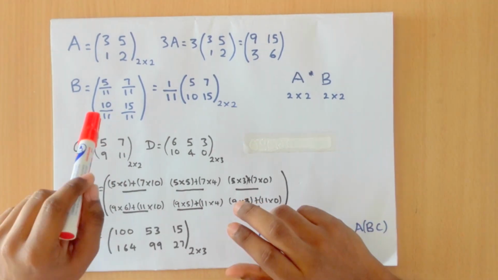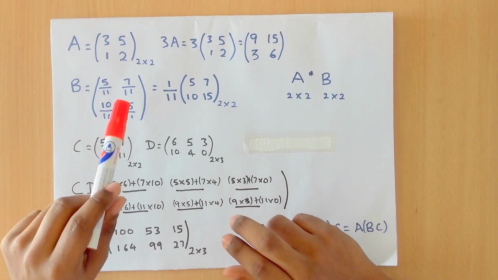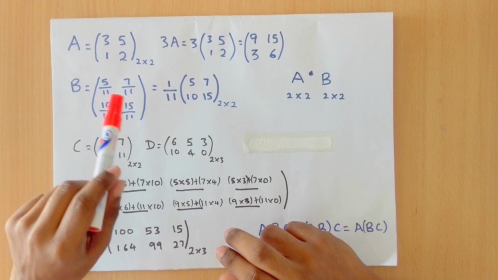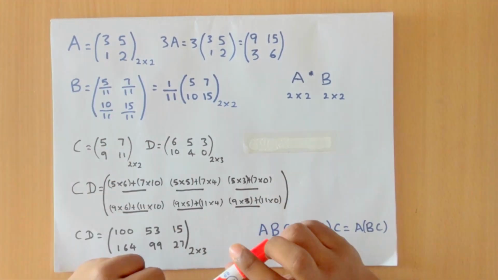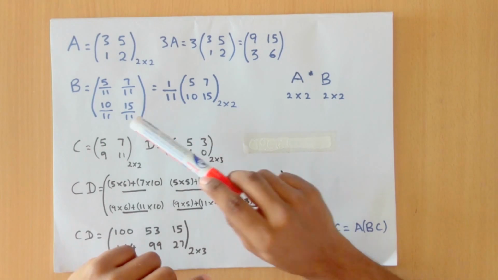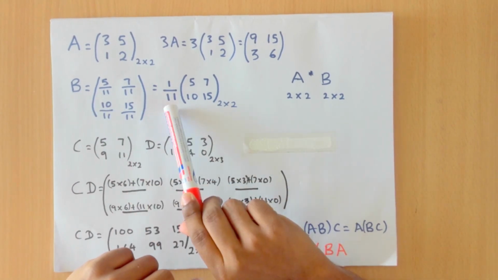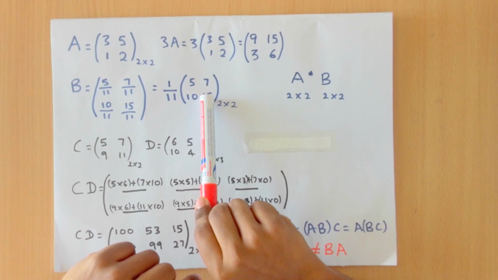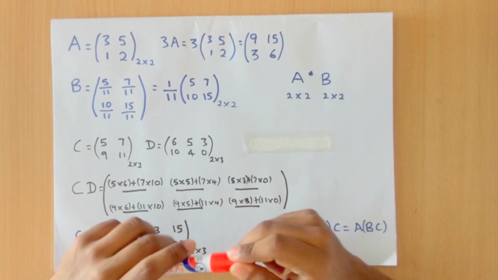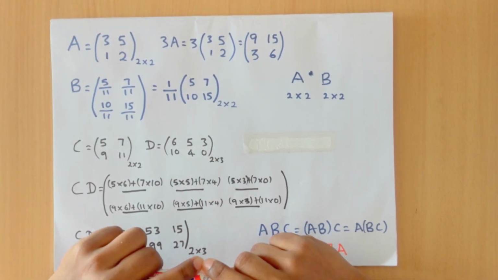Similarly, if you need to simplify a matrix, you take out the common factor of each element. So if we look at B, we can see that 1 over 11 is a common factor of each element of B. So we take that out and write down the remaining as a matrix. So this would give us 1 over 11, 5, 7, 10 and 15. Of course it would be a 2 by 2 matrix.